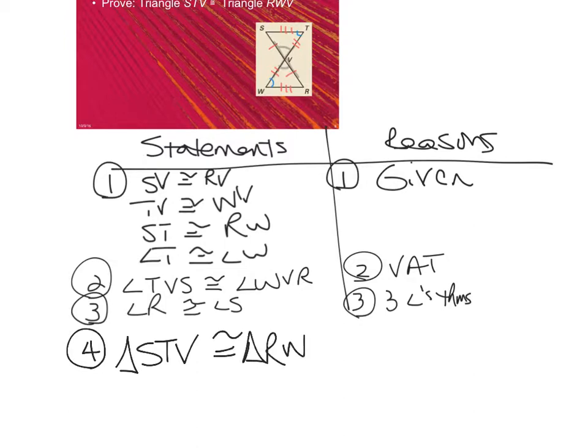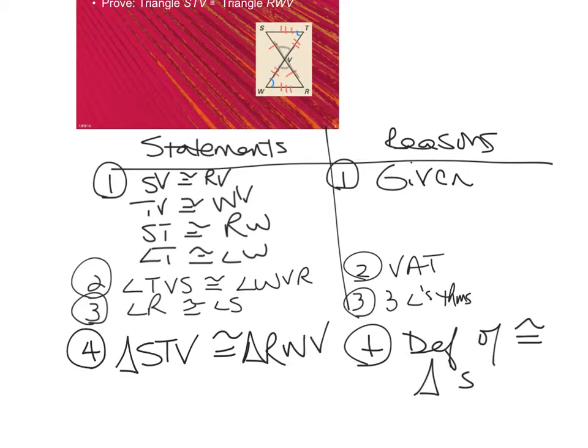And then our last statement is what we were trying to prove, that triangle STV is congruent to RWV, and that is by definition of congruent triangles. Good. So you must show on the test, if I ask you to prove two triangles congruent, that all sides are congruent and all angles are congruent. And you can use any theorem or postulate or definition that we've learned since chapter 1 as a possible reason.